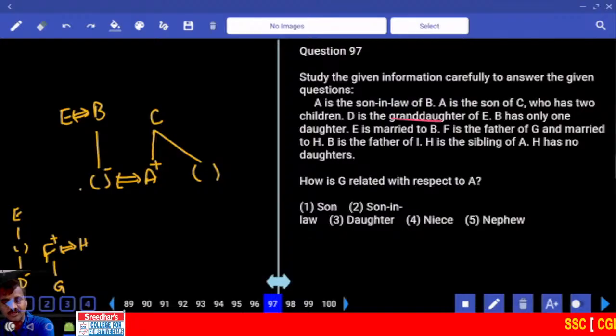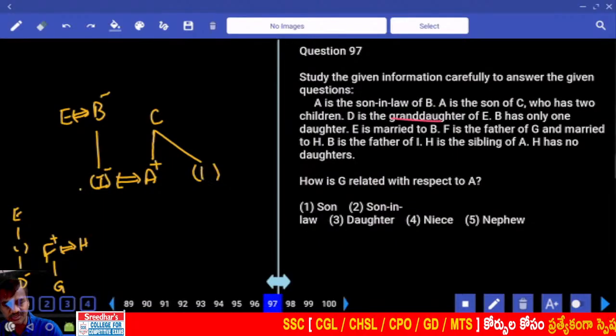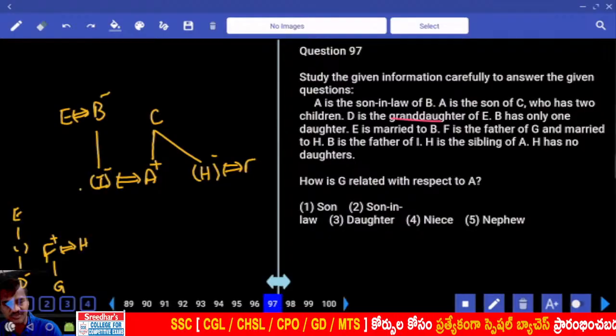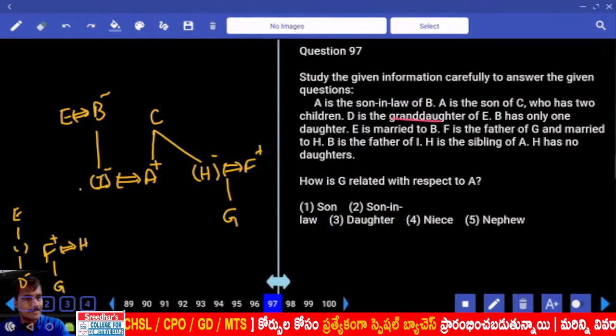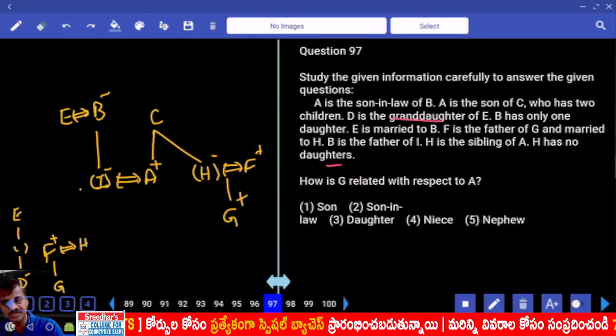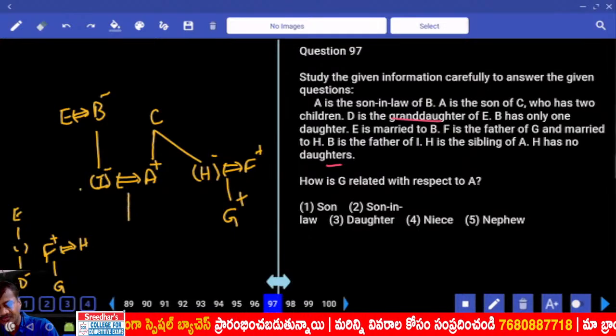B is the father of I. Then B is the father of whom? B is the father of I. Clear? Then next one, H is the sibling of A. H is here. H is a female married to whom? F. F is a male. Now to that one, G is a child. Clear? And H has no daughters. G is a male. Now D is the granddaughter. Granddaughter of whom? D must be here.